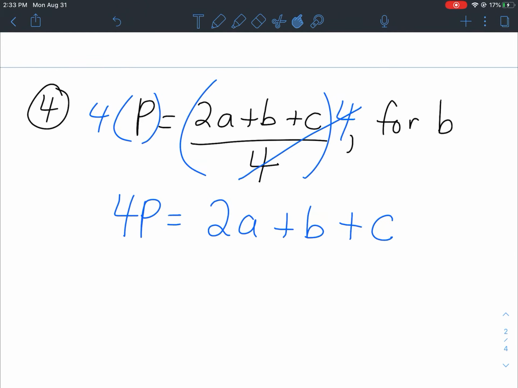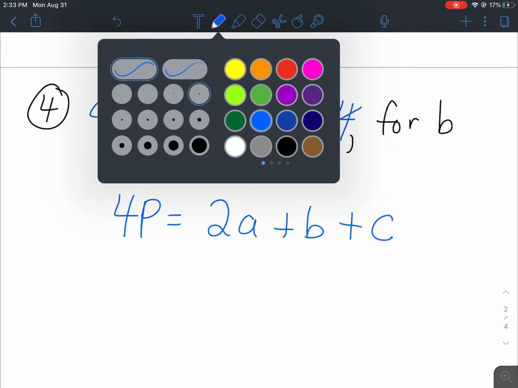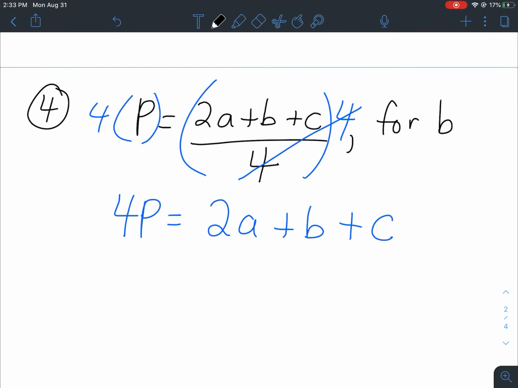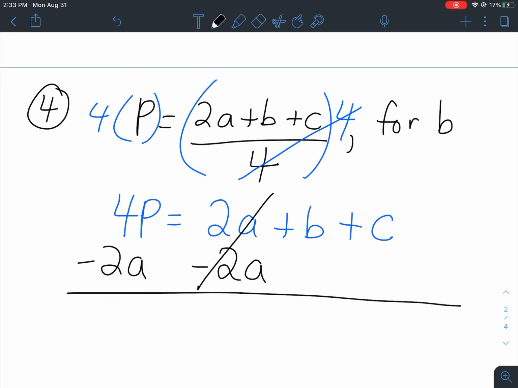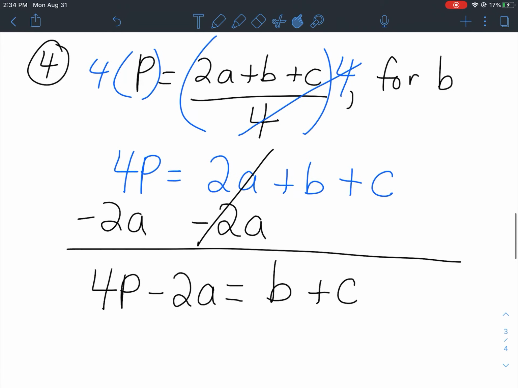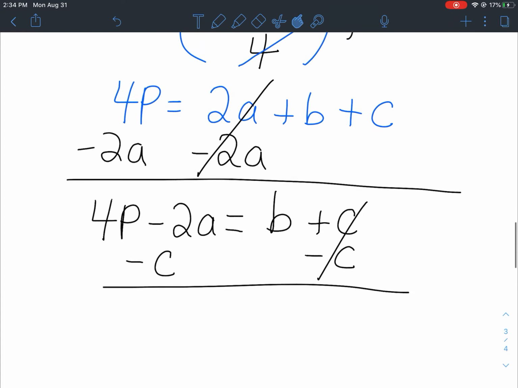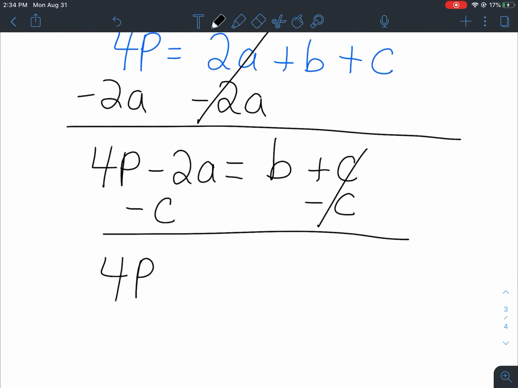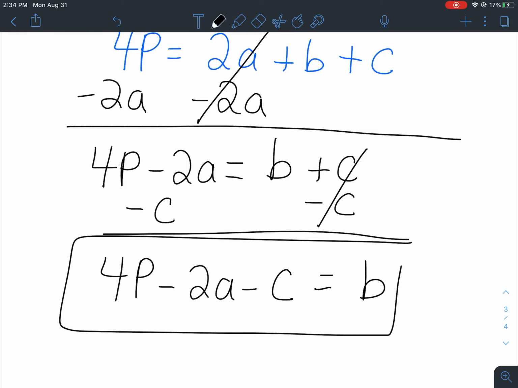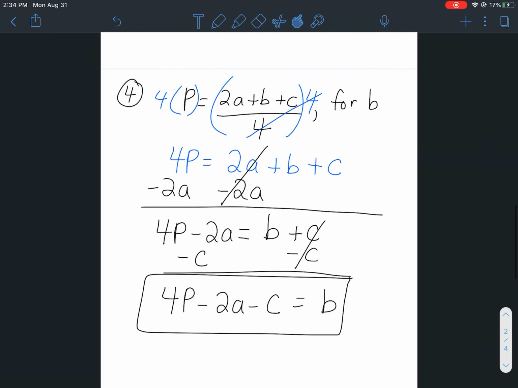And now you could do this in two steps or one step if you want to subtract two things at once. Just to make it easier, I'll do it in 2 steps. So I'm trying to solve for b. So first I want to get rid of this plus 2a. I get rid of that by subtracting. So on the left side, I have 4p minus 2a. They're not like terms, so I have to leave them separated. And now if I'm trying to get b by itself, I'm going to subtract c from both sides. So on the left, I now have 4p minus 2a minus c. It doesn't really matter the order, and that's equal to b. My goal was to solve for b, so I have b equals.